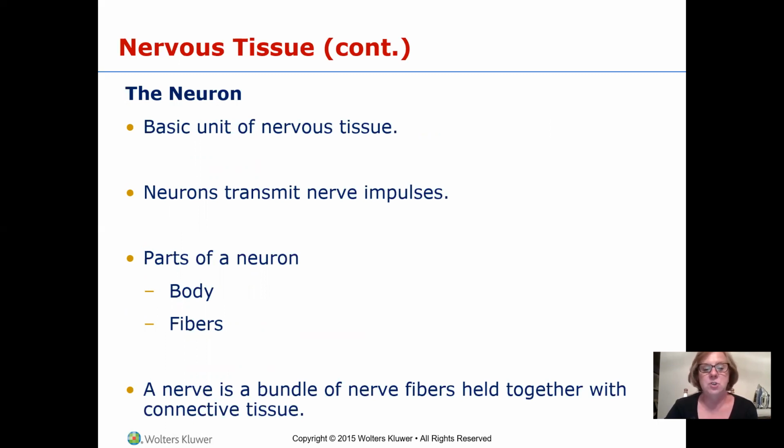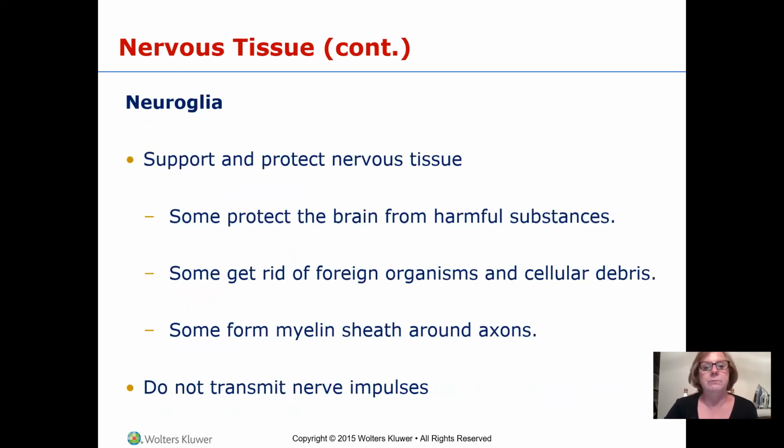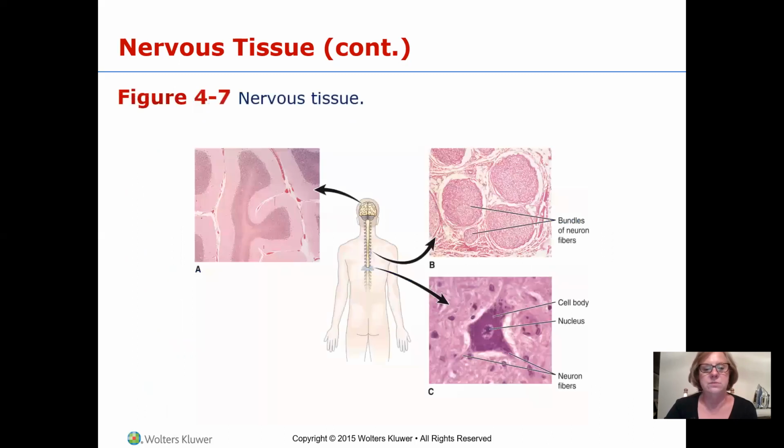You get a bunch of these nerves bundled, and they're held together with connective tissue. And neuroglia cells, they actually protect the nervous tissue. They are not involved in the transmission of nerve impulses themselves. So if you look at the brain and the spinal cord, we have both white and gray matter.